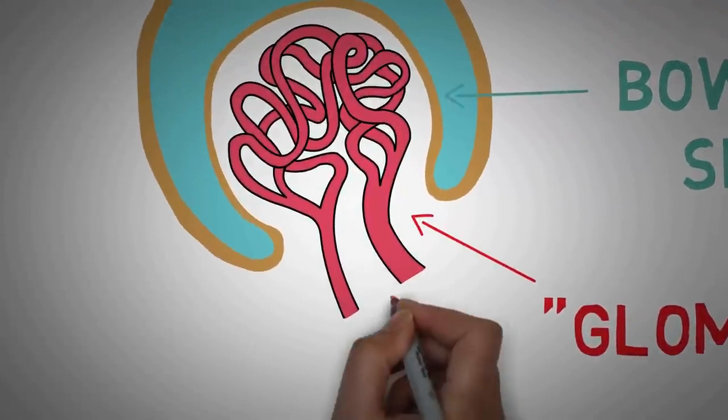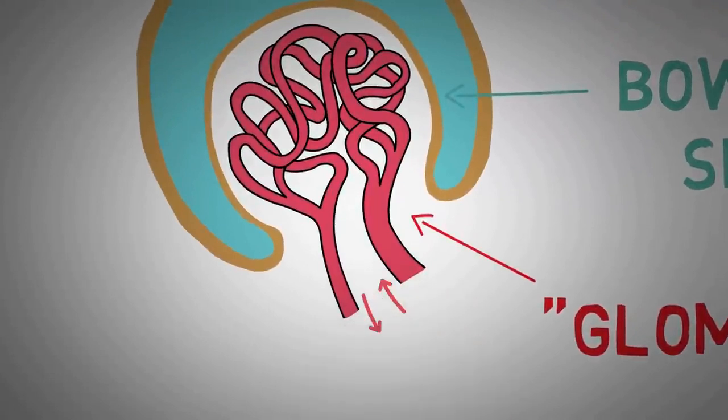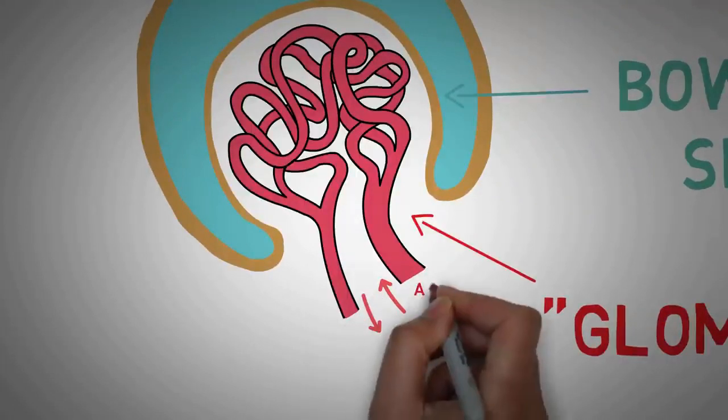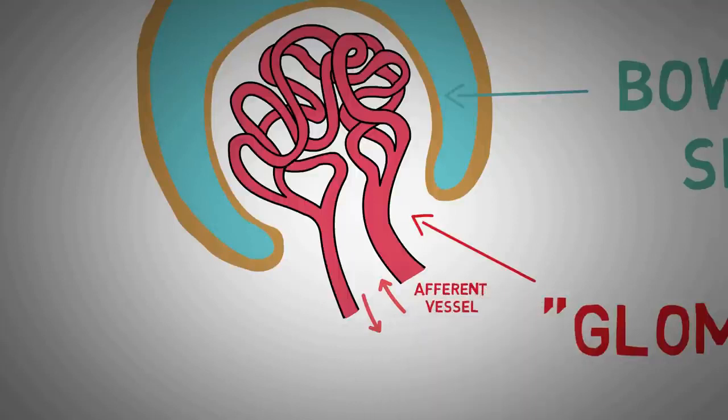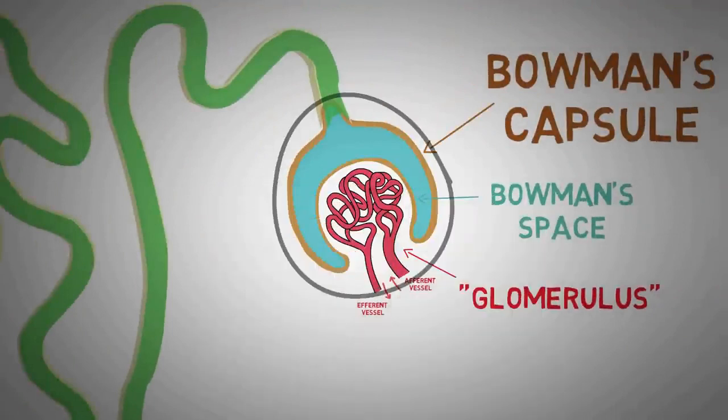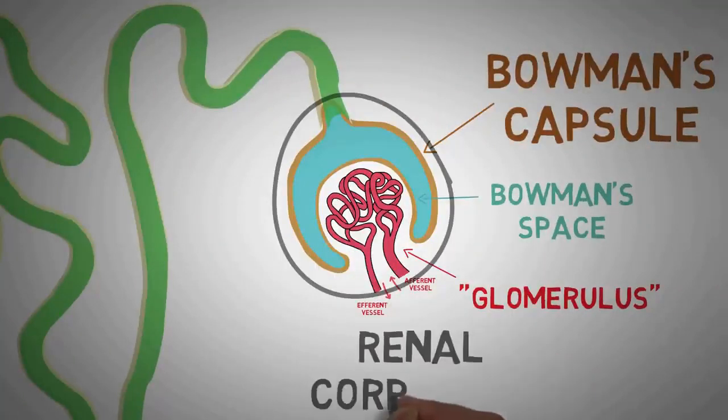The blood vessel which brings the blood inside the glomerulus is known as the afferent vessel. And the blood vessel taking the blood out of the glomerulus is known as the efferent vessel. Remember, A comes before E, so afferent brings the blood in and efferent takes the blood out. The Bowman's capsule and glomerulus together constitute the renal corpuscle.